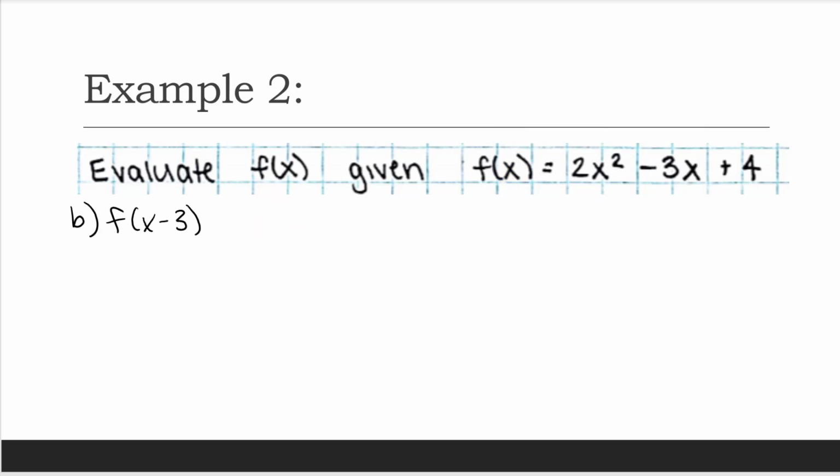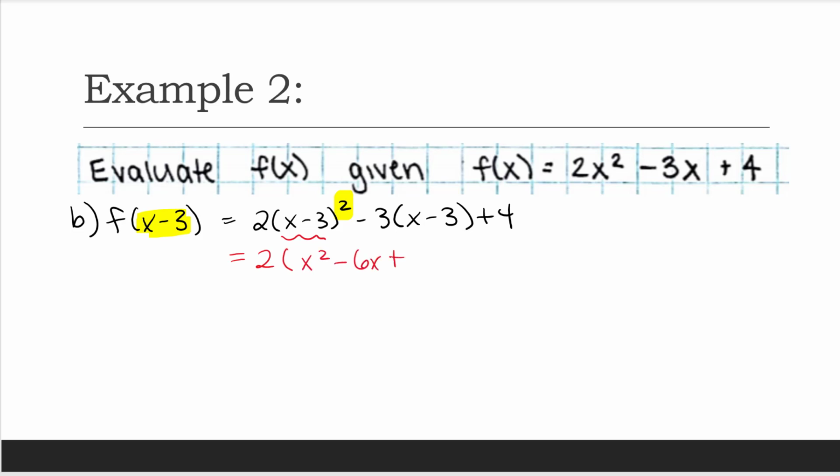For example 2b, we're asked to evaluate the function again, but this time the x is changing to an x minus 3. So I'm going to start by changing all x's to become x minus 3. So as you see in this first step, we have x minus 3's. We're going to start with the squared. Now this is a binomial, two terms, so that means that we have to make sure that we FOIL properly when we expand. We get x squared minus 6x plus 9. I'm going to distribute the negative 3, so negative 3x plus 9, and then carry the 4 down.